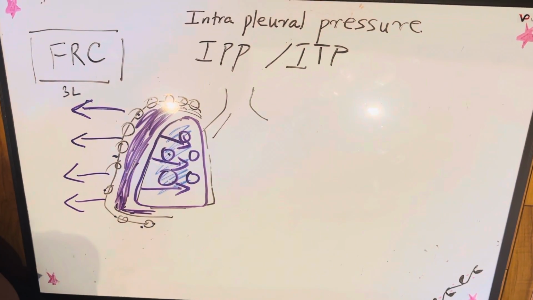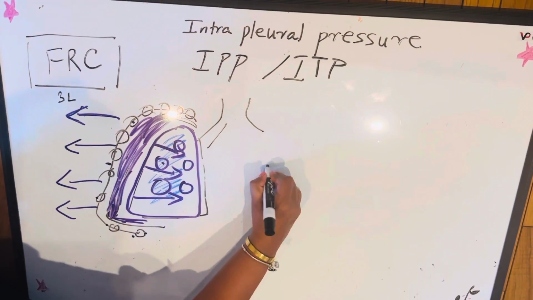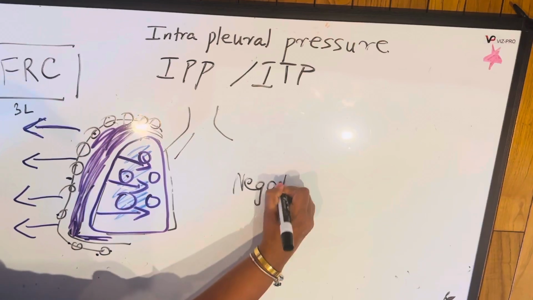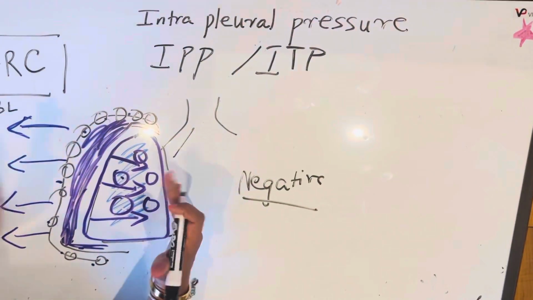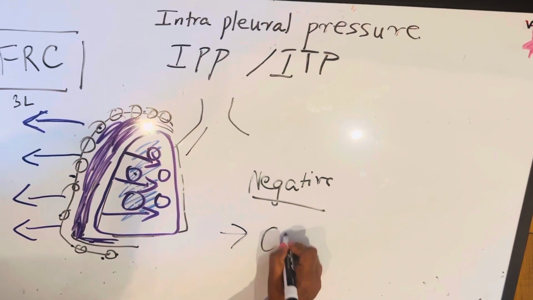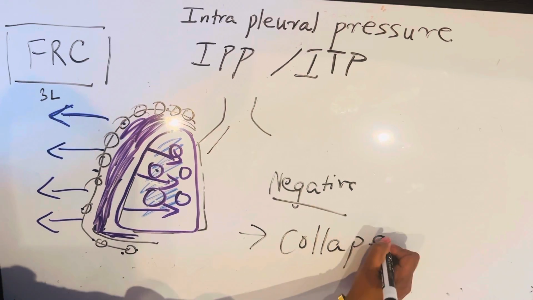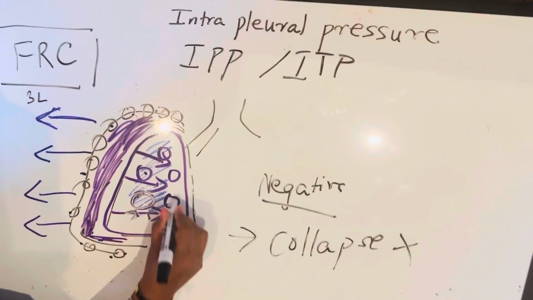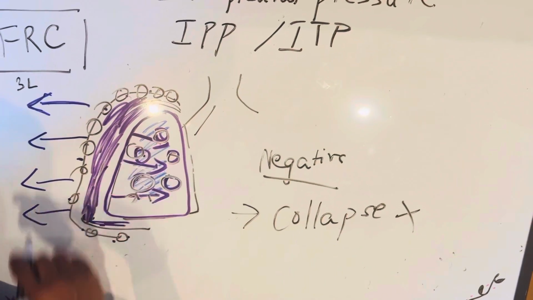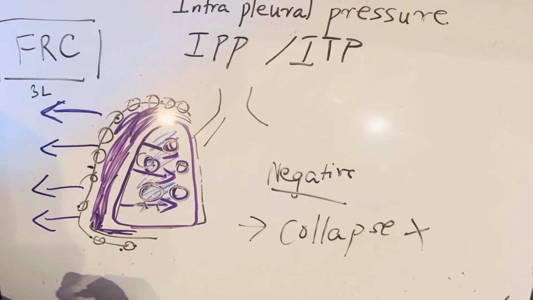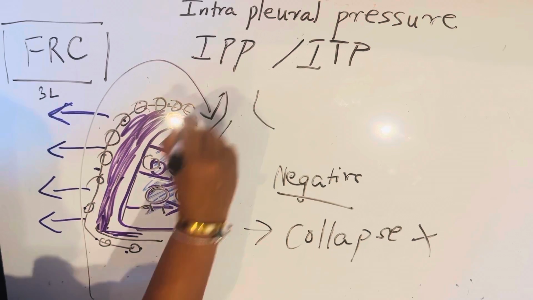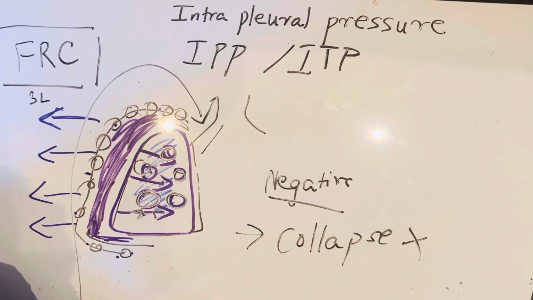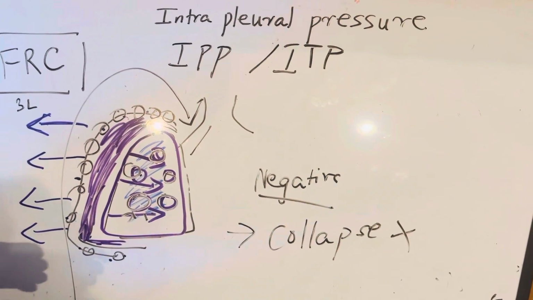Now, why do we need a negative intrathoracic pressure? Why is it important? So that the lung doesn't collapse. You don't want the lung to collapse. Also, to maintain the alveolar stability. And lastly, this will increase the venous return, the return of deoxygenated blood into the lungs for oxygenation.